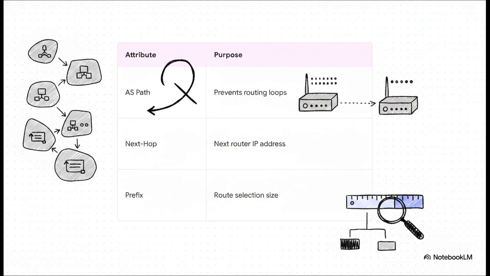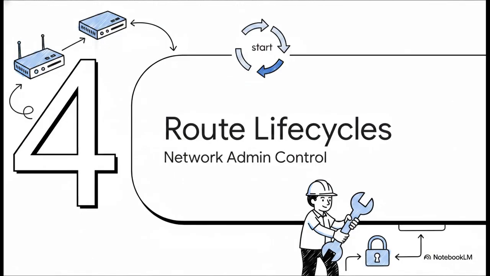If a router ever sees its own AS number listed in that path, boom, it instantly drops the route, so data doesn't just loop in endless circles. Next, we have the next hop address. This is the precise IP address of the very next router in line. And finally, the prefix length. This dictates the size of the network prefix in bits, which is basically the fundamental math used to select the best route. Which brings us to Section 4, managing route life cycles.